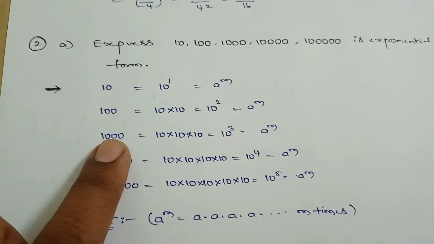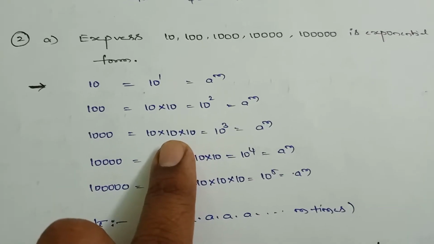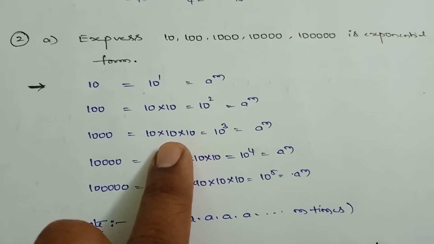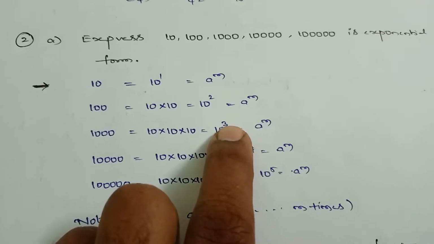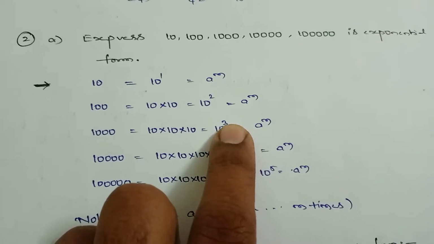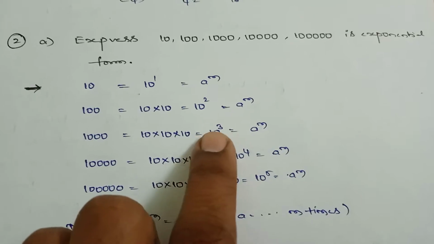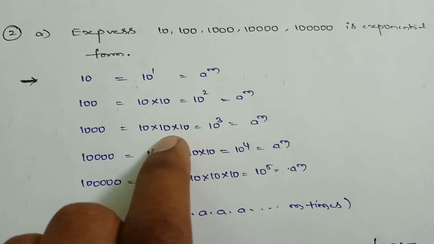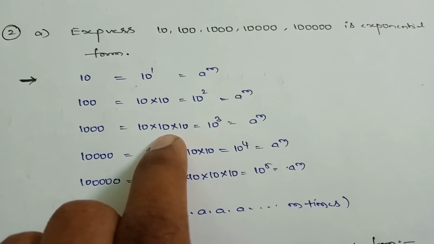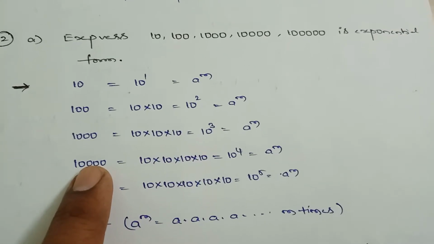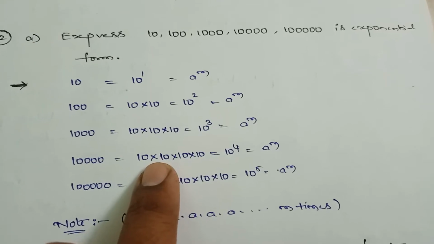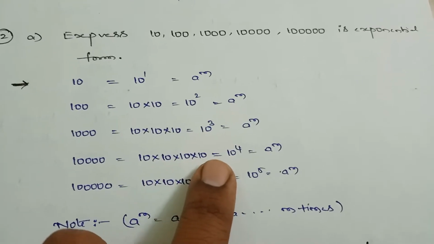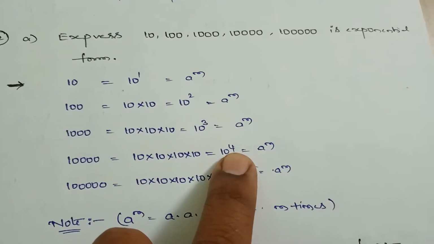Okay. Similarly, 1000 can be written as a product of 10s: 10 into 10 into 10. Here 10 is repeated 3 times, the base is 10, the power is 3. So always the power indicates the number of times the base is repeated. Okay, so 10,000 can be written as a product of 10 four times: 10 into 10 into 10 into 10, that is 10 power 4.